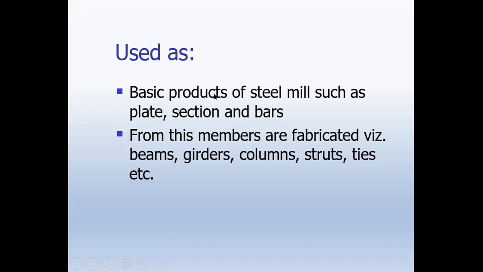So we said this one can be used as plates, sections, as well as bars. So these are three products from the steel mills. Now from the three products, we can fabricate beams, girders, columns, struts, ties, among others.